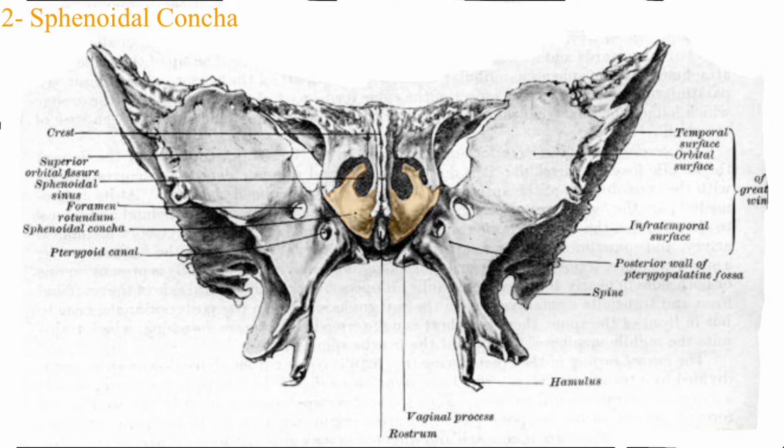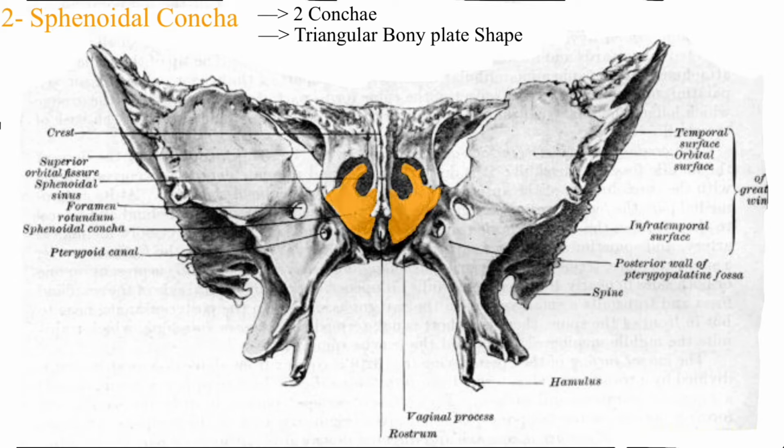Number 2. The sphenoidal concha. The sphenoidal conchas are 2 in number, as you can see, and they have a triangular bony plate structure. The sphenoidal conchas are present on the inferior and anterior side of the sphenoid body, so they are visible on the anterior and the inferior view.